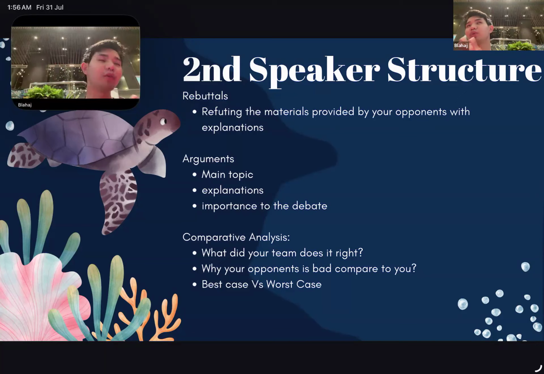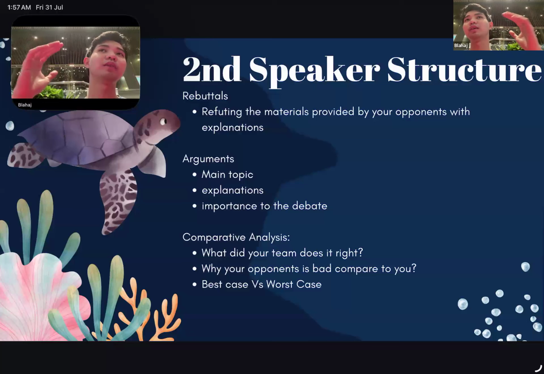When it comes to doing comparative analysis, what I mean is that you're trying to compare why your team is better than the others. A few things you can ask yourself and answer are: what did your team do right? Secondly, why is your opponent bad compared to you? And lastly, what is the best situation for government and the worst situation for you? If you are able to say that even at the best situation of government, they still lose out compared to your worst situation.